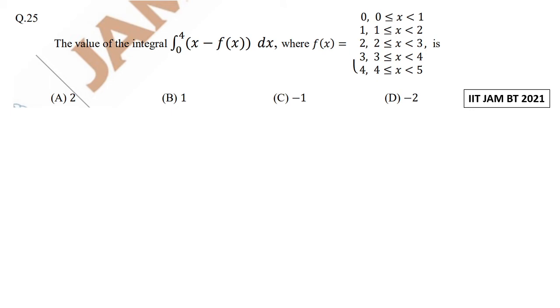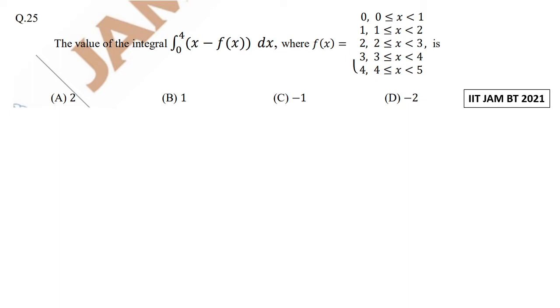In this video, we are going to solve a problem which came in the year 2021 in JAM Biotechnology paper. Here the question is the value of the integration over 0 to 4 of x minus f of x dx, where f of x is equal to 0 for x from 0 to 1.